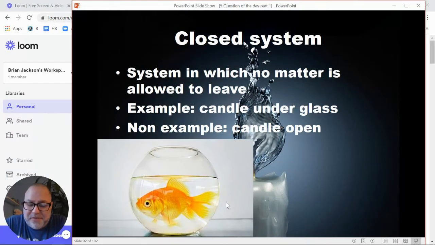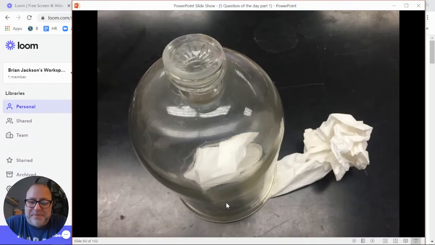Or the other example, if you want to do another example, you could do this either with a candle or just with some paper and everything like that.